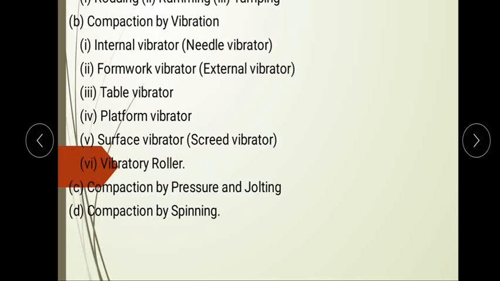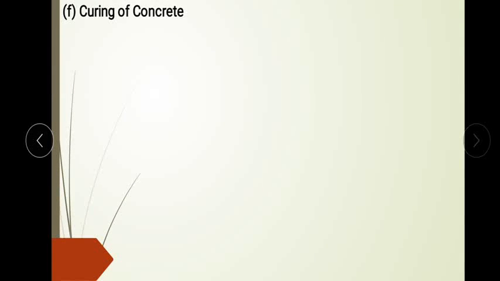Next one, compaction by spinning. Spinners are also available in the market nowadays. By using spinning technology also, we can compact a maximum amount of concrete which is to be used for different components of structures like roads. Not for slabs. In general, these are being used mostly for road constructions.